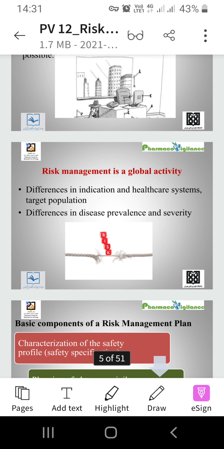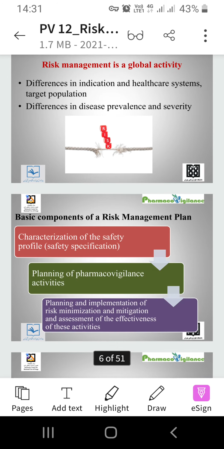Risk management is a global activity, and we have differences in indication, healthcare system and target population. We have differences in disease prevalence and severity, and we should understand this. Every risk we should determine, and we should actually minimize all of the risk we have.